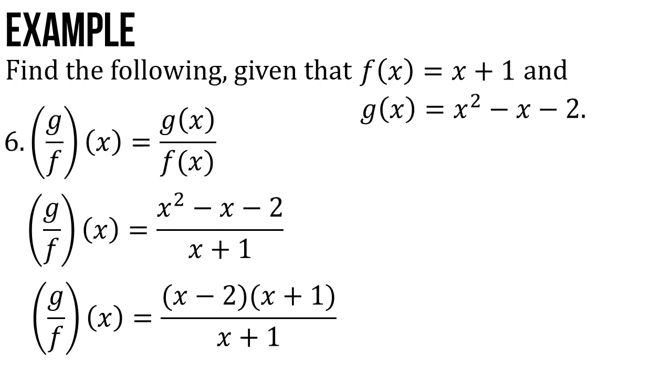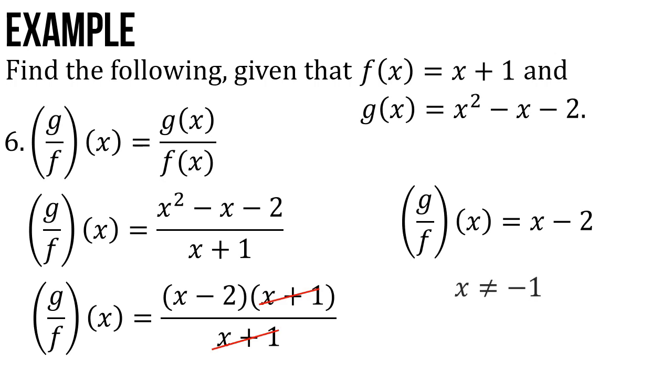So (g over f)(x) is equal to x minus 2 times x plus 1 all over x plus 1. X plus 1 is the common factor, so let us eliminate it to simplify the expression. So our answer will become (g over f)(x) equals x minus 2.